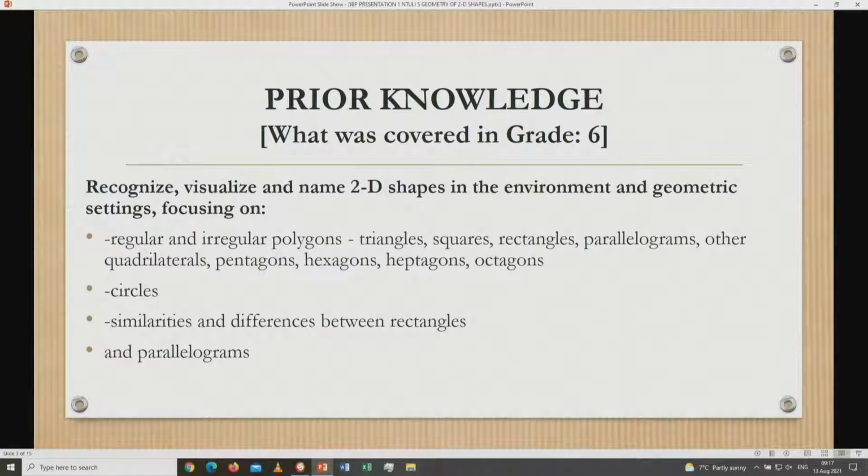In grade 6, guys, we recognized, visualized, and named 2D shapes in the environment and geometric settings, focusing on regular and irregular polygons, triangles, squares, rectangles, parallelograms, other quadrilaterals, pentagons, hexagons, heptagons, octagons. So those were the things that we touched on when we were doing 2D shapes in grade 6. And then we spoke about circles. We spoke about similarities and differences between rectangles and parallelograms.